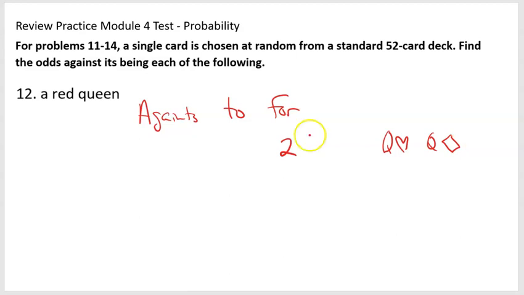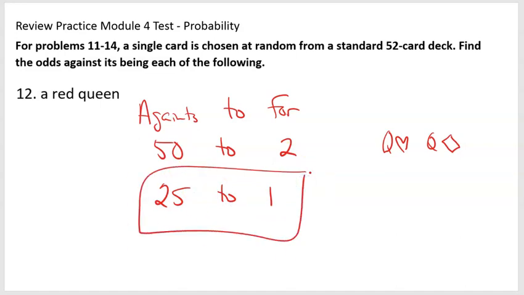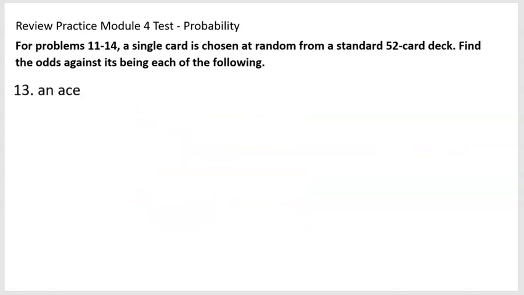Now, if we pull out those 2 from 52, how many are left over against? Well, 50, right? So 50 of those cards are not red queens. 2 of those cards are red queens. Now, once again, there's a greatest common factor here. 2 divides into both of these values. So 2 goes into 50 25 times. 2 goes into 2 1 time. And there's your odds against selecting a red queen. 25 to 1.